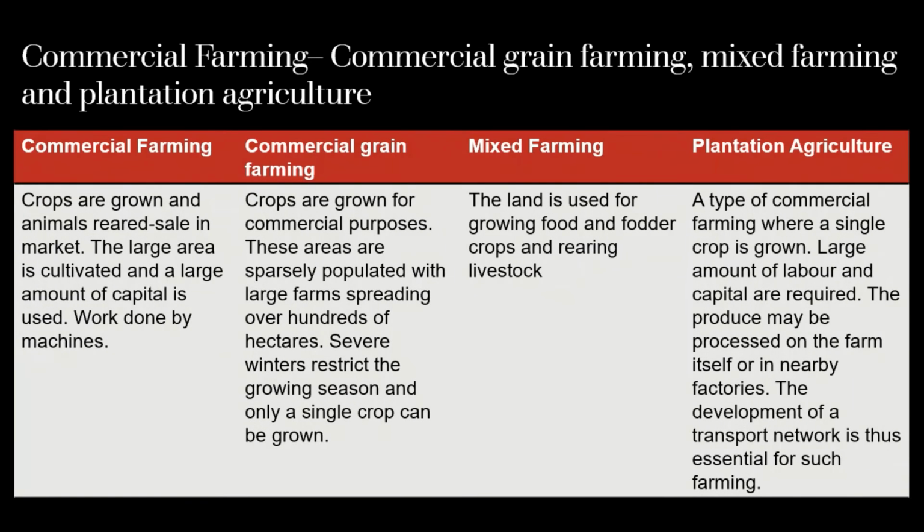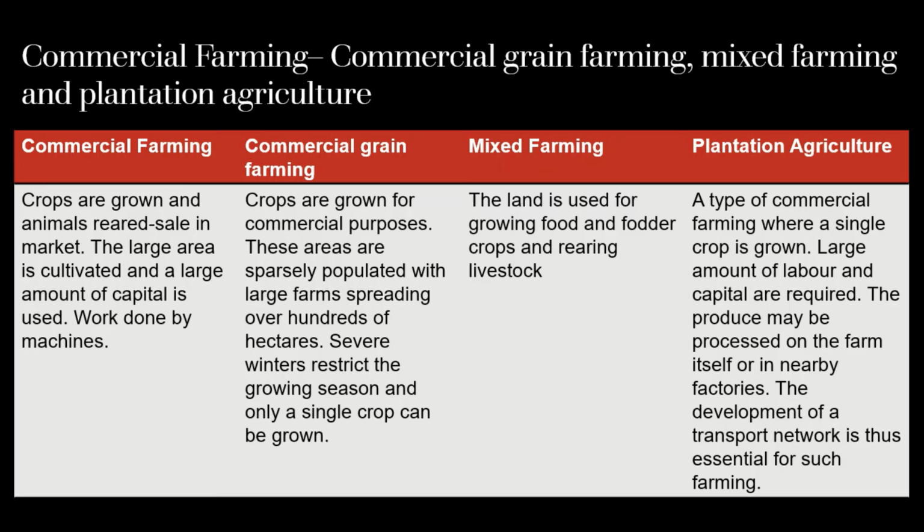Commercial farming. Commercial grain farming, mixed farming, and plantation agriculture. In commercial farming, crops are grown and animals reared to sell in the market. A large area is cultivated and a large amount of capital is used. Work is done by machines. Commercial grain farming: crops are grown for commercial purposes.